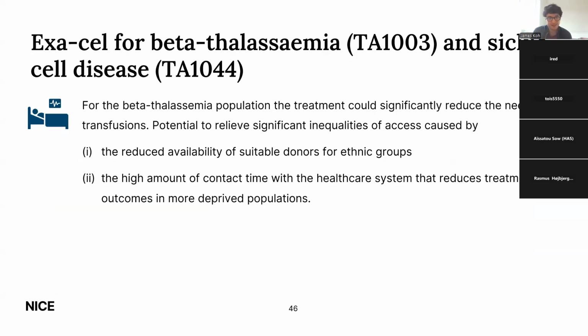But for beta thalassemia, there was also additional qualitative information that was submitted. The treatment could significantly reduce the need for transfusions, and transfusions were associated with quite a lot of inequalities, because there was not only reduced availability of donors for some ethnic groups, but the amount of time and effort it took to interact with the healthcare system exacerbated the inequalities in access.